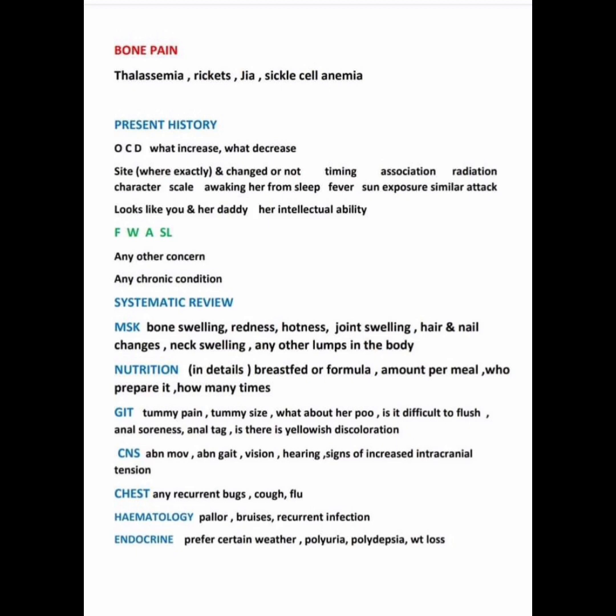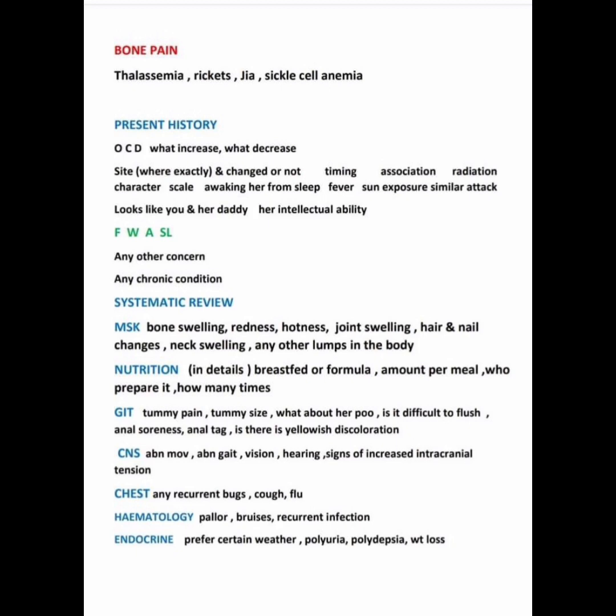After nutrition you go for the GIT. GIT, that is whether the bone pain is also present with tummy pain, tummy size, whether the tummy size is increased or not. We know that with hepatomegaly, splenomegaly, or any lump, the tummy size can be increased. What about her poo? Is it difficult to flush? Any soreness, anal tag, is there yellowish discoloration? To check the jaundice we can ask this question.